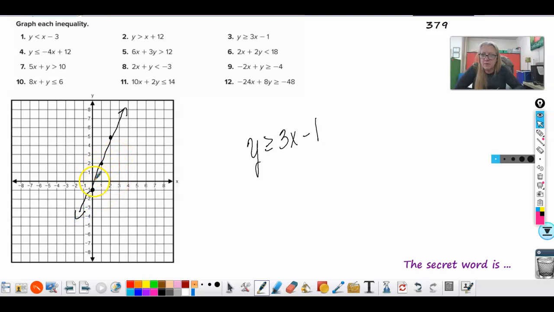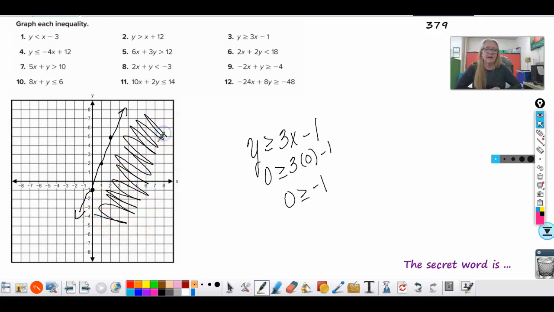All right, 0, 0 is technically to the left of it, so we can use 0, 0. It's not very obvious because my line is so bad. Let's see if this turns out. 0 is greater than or equal to -1. That does not work out. Therefore, we are going to shade this side, not the 0, 0 side.